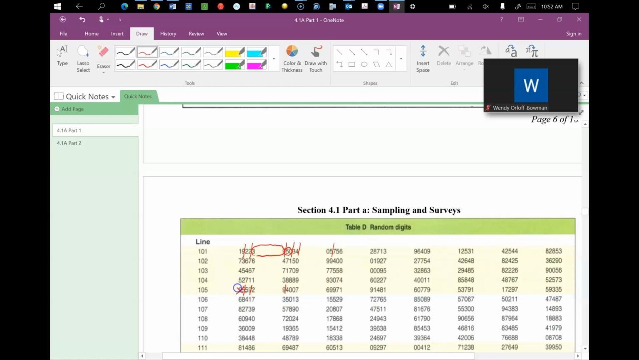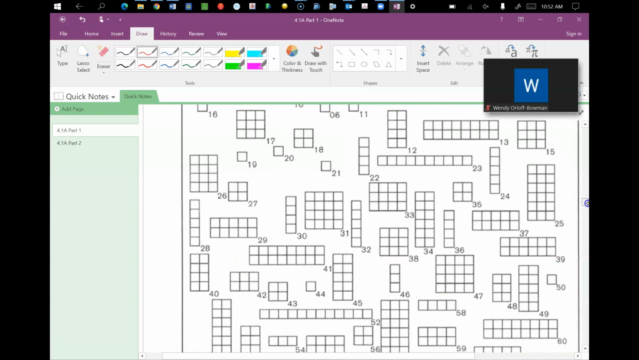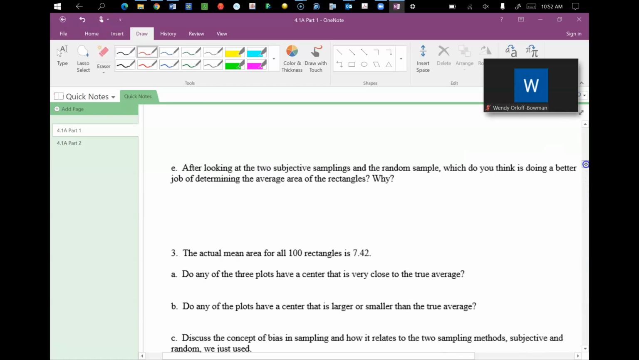29, that would be the first one that would be in our sample. 40 would be in our sample. 7 would be in our sample. So far we have 3. 69, not in our sample. 97, not in our sample. 19 would be in our sample, and we're currently at 4 rectangles, and 14, and then we would stop there. So that's how you use a random digit table to select randomly from a population.